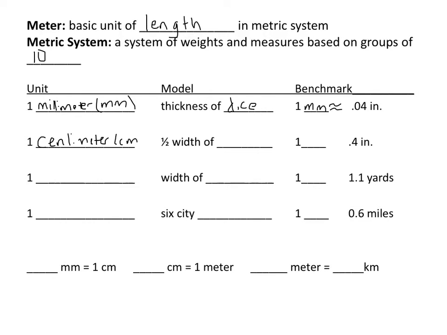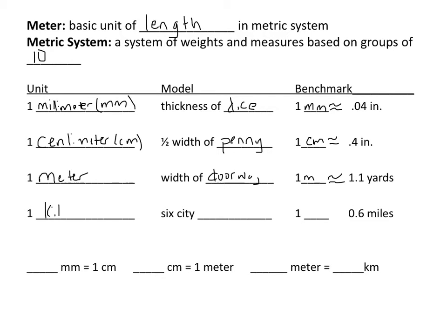which is cm, and that's about half the width of a penny. And 1 centimeter is about equal to 4/10ths of an inch, so a little bit bigger, just a little less than half an inch. The next one we talk about is typically meter, and that's the width of a doorway. And 1 meter is actually over a yard. It's about 1 1/10 yards.